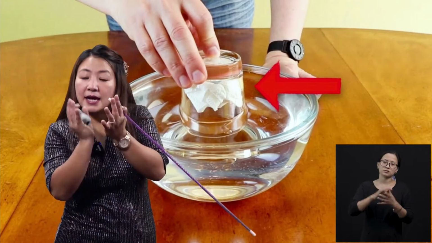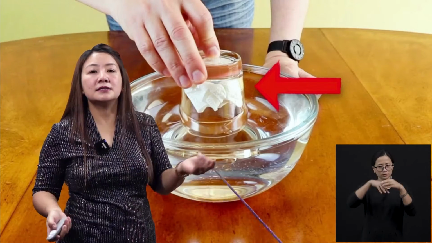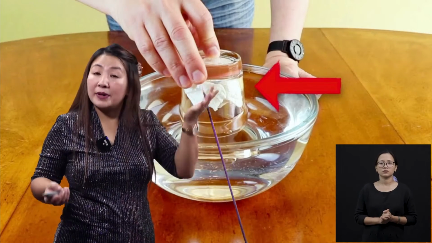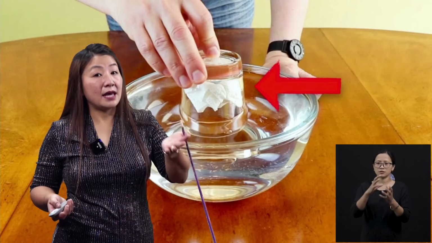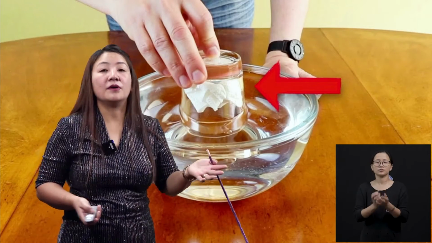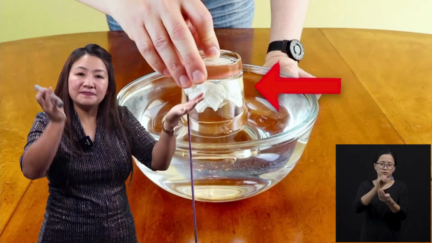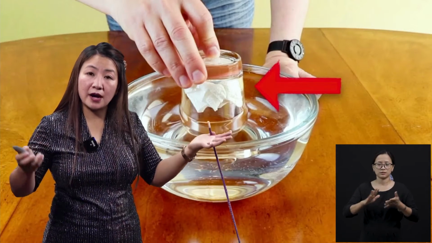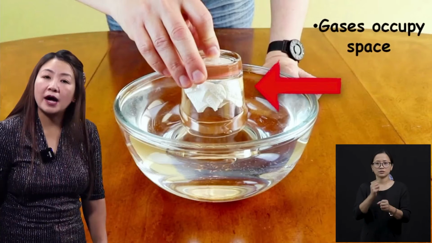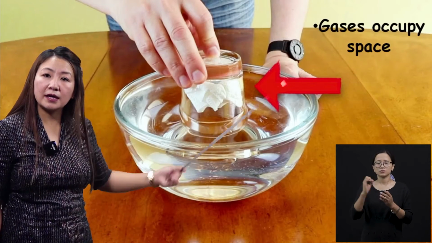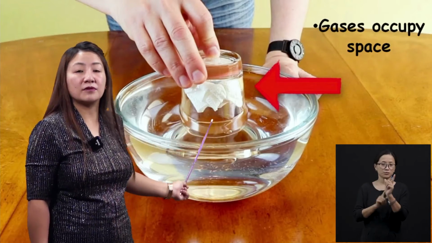The glass looked empty, yes or no? But along with the crumpled paper, there is air. So the air keeps the paper clean and dry, which shows that gases also occupy space. Gases occupy space, from this activity.